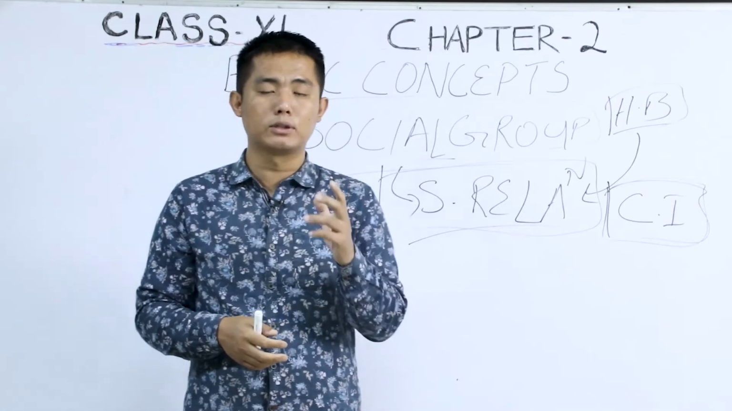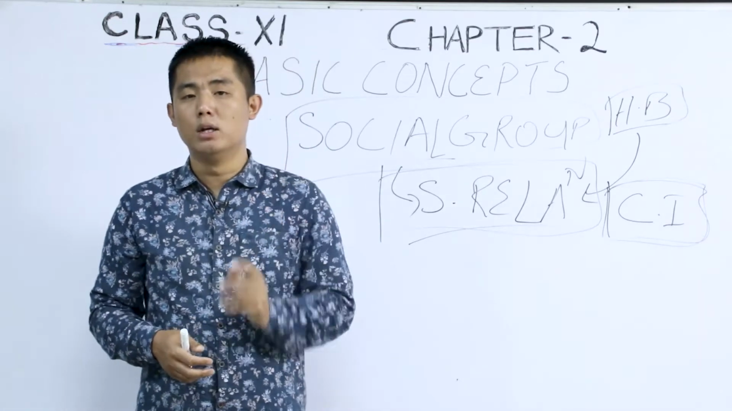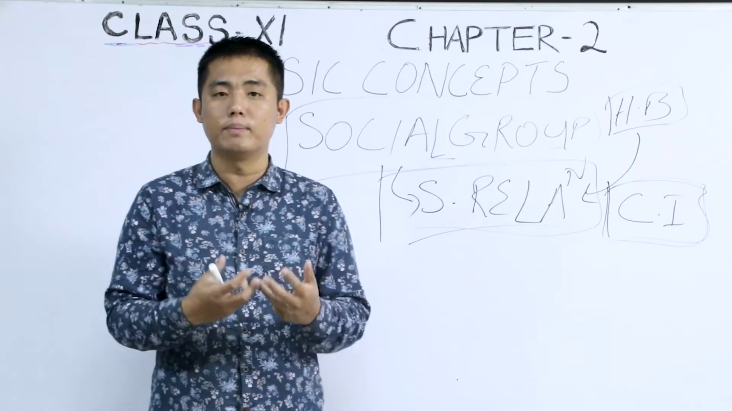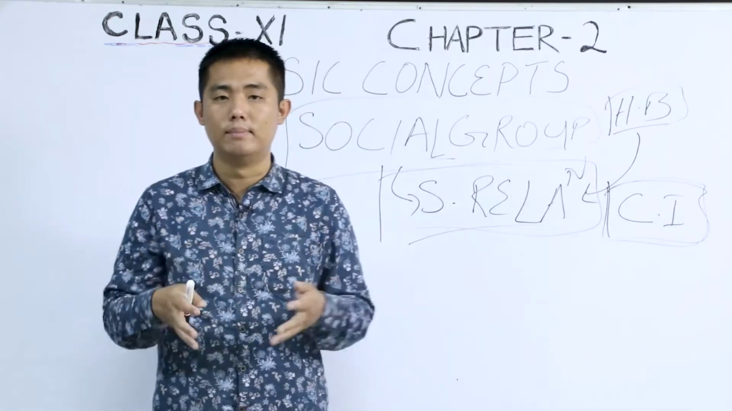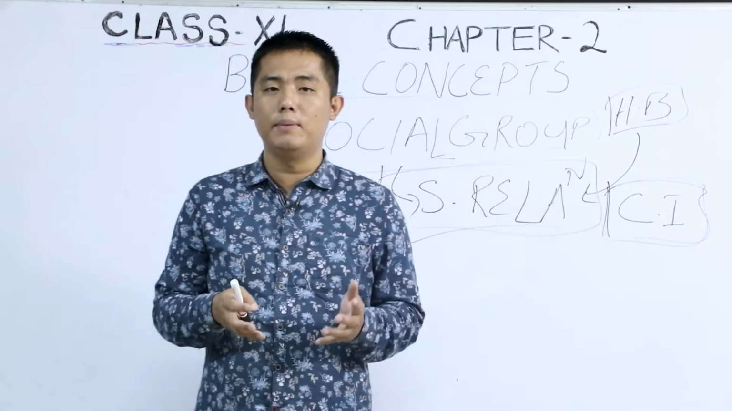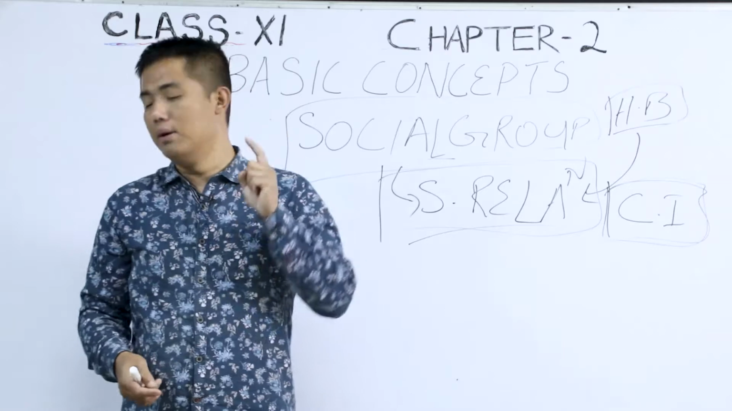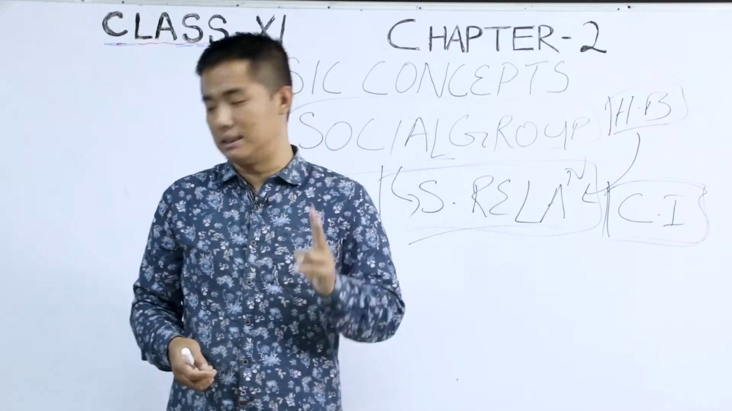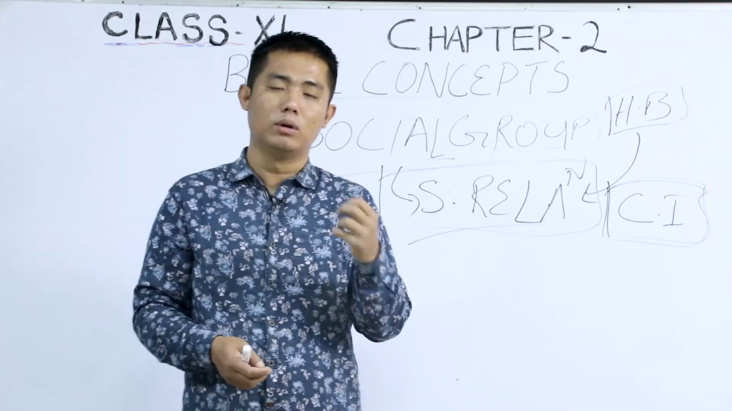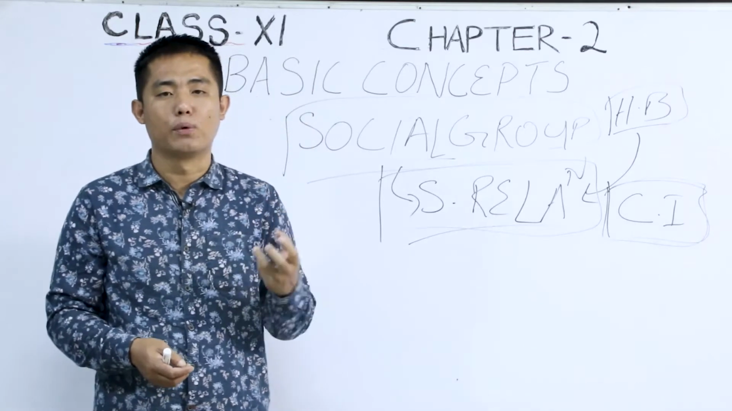So when we're talking about a social group, it's a collective of individuals. The group may be big or small in number. However it may be, it is also called a social group. And your textbook says that there must be at least 2 members. So that makes a social group.